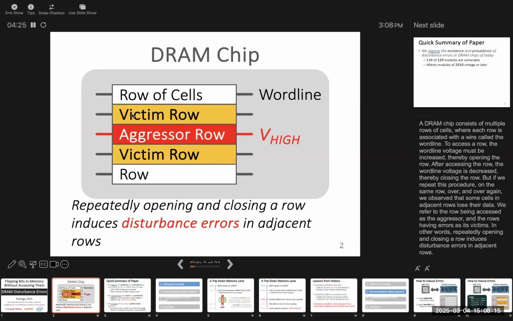So repeatedly opening and closing a row induces disturbance errors in adjacent rows, and you can say, okay, then what? If errors are induced, then what? But this is dangerous. Why is this dangerous? Because these adjacent rows store the data which is used by applications. So if data becomes corrupted, then your application, your program, your operating system will not work.